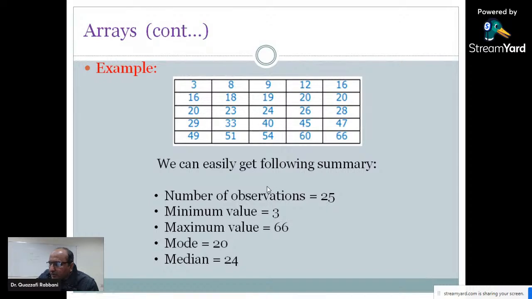So if we have a small data set with a single variable observation, and we arrange this observation into a matrix form, we can obtain this information. This process is known as the array representation of the observations.